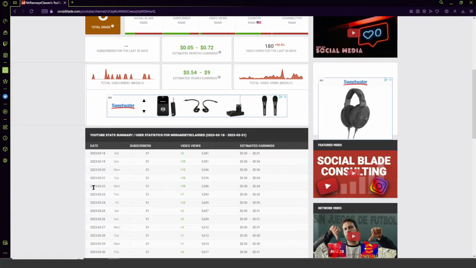So even for smaller channels, it still gives you the analytics. Like, it's still pulling the data from the YouTube API. It's still running it through its algorithm. And it's still giving you the data.